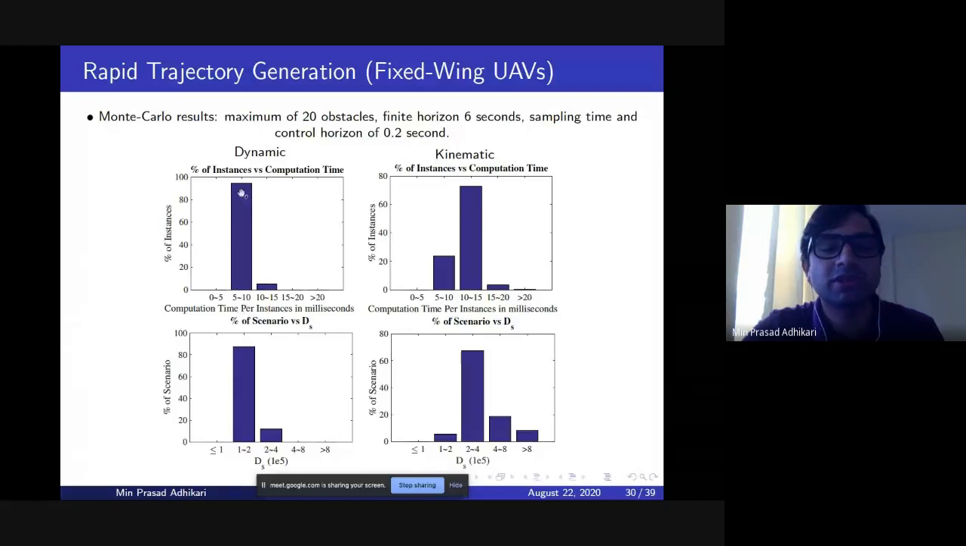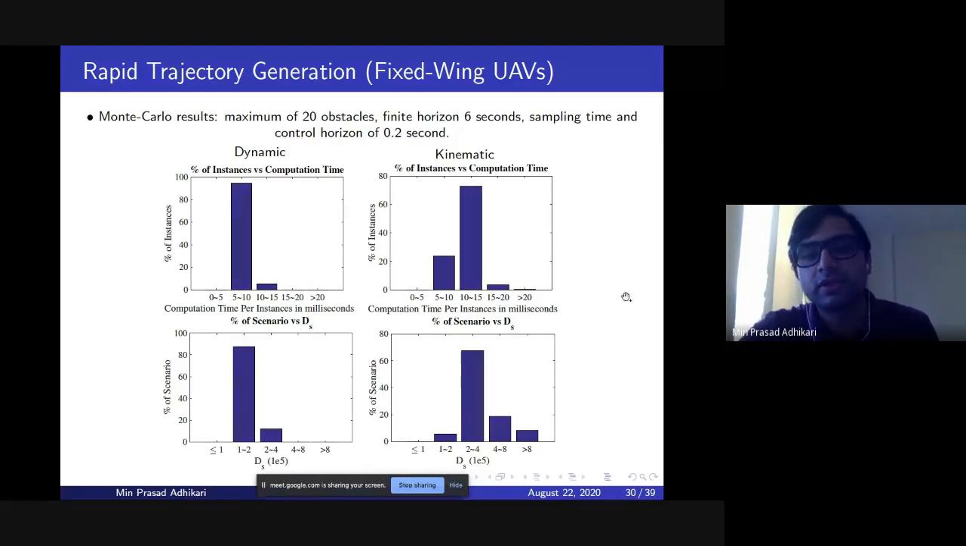In more than 90% of the cases with the dynamic model, we are able to solve within 5 to 10 milliseconds, and with the kinematic model, more than 70% of them are solvable within 10 to 15 milliseconds. And again, this is not much of a difference, I would say. But in terms of cost, the dynamic model is definitely better than the kinematic counterpart.